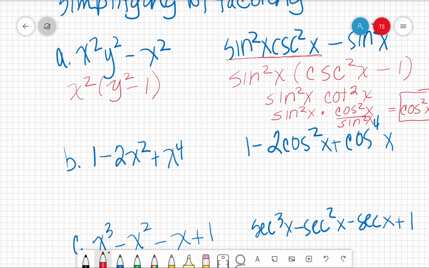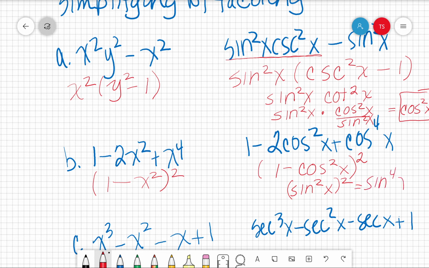Here I have 1 minus 2x squared plus x to the 4th. So that's going to be 1 minus x squared, squared. And if I take my trigonometric expression, I can write that as 1 minus cosine squared x, squared. And 1 minus cosine squared x is sine squared x. So we have sine squared x, squared, which will equal sine to the 4th x.